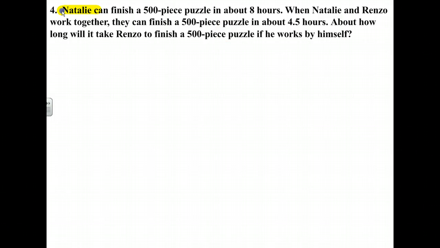Natalie herself can finish a 500-piece puzzle in about 8 hours. That's herself, right? So let's put an expression on the board for Natalie. If she can do the whole puzzle, don't get caught up with the word or the number 500. That's just one puzzle. So the number 500 is kind of like a trick number in the problem. Sometimes there's a little trick, extra information there to screw you up. That's a trick number. Watch out.